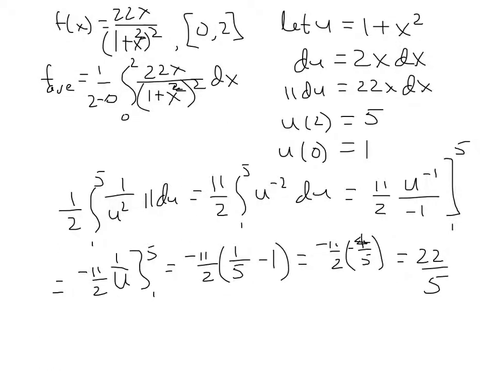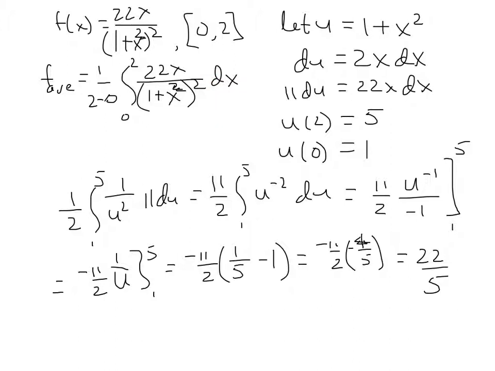We are to find the average value of the function f of x equals 22x over 1 plus x squared, squared, from 0 to 2. And then from the formula for the average function, we have 1 over b minus a, so 1 over 2 minus 0, times the integral from 0 to 2 of 22x over 1 plus x squared, squared dx.